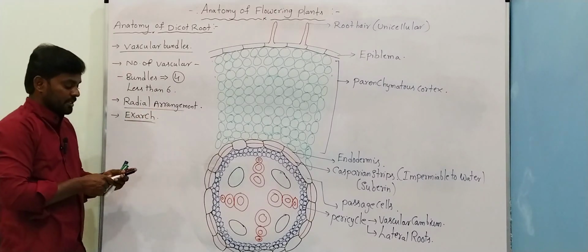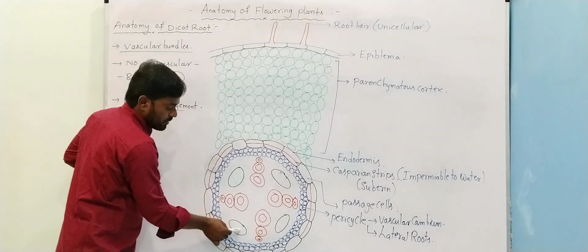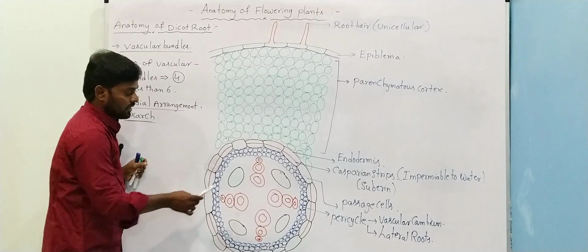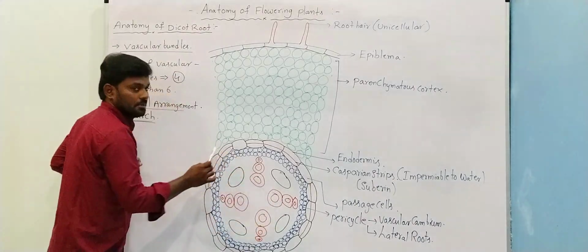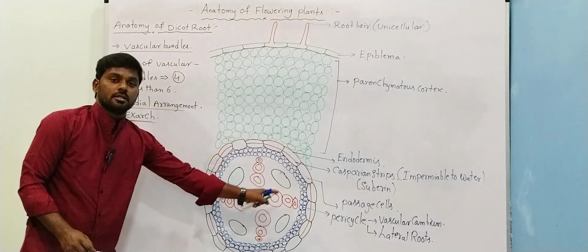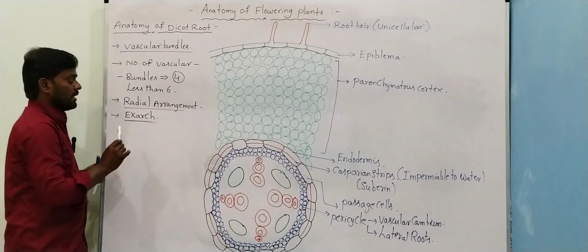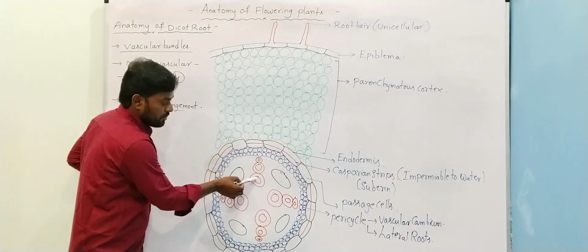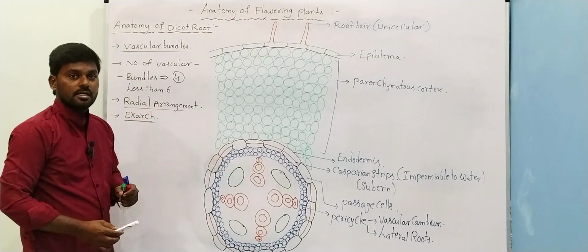Next, radial arrangement. Radial arrangement means the xylem and phloem are arranged in an alternate manner, on different radii. Xylem, phloem, xylem, phloem, xylem, phloem, xylem, phloem. So it is arranged in an alternate manner. That condition is known as radial arrangement. And the exarch condition: exarch means protoxylem towards the outside, metaxylem towards the inner side. So this condition is called exarch.